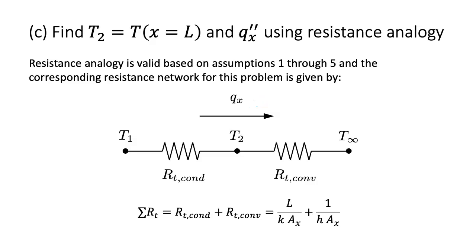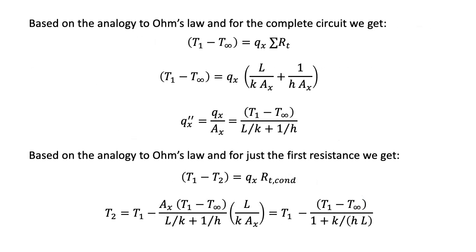To get the total resistance for the network, we add the thermal resistances for conduction and convection because they are in series. For our analysis, since the temperatures on each side of the network are known, we begin by applying an analogy to Ohm's law to the entire circuit to solve for the heat transfer rate. This allows us to quickly solve for the heat flux, where the resulting equation is the same as for Part B.